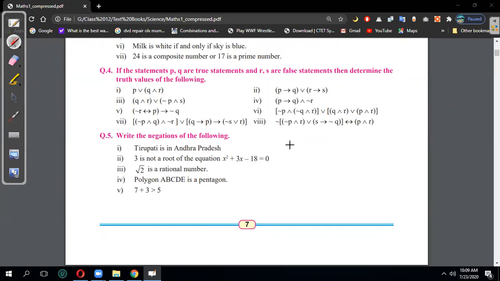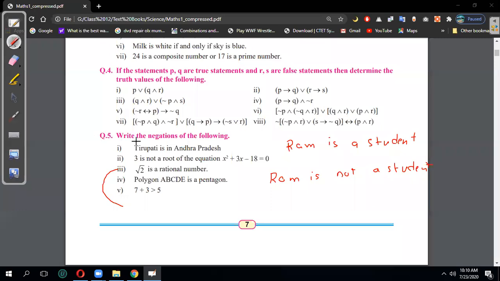For example, take Ram is a student. Now you have to write the negation of this statement. So how will you write the negation? Ram is not a student. Just include a not word in your entire statement. Got the concept? For example, root 2 is a rational number. How can you write the negation of this? Root 2 is not a rational number.